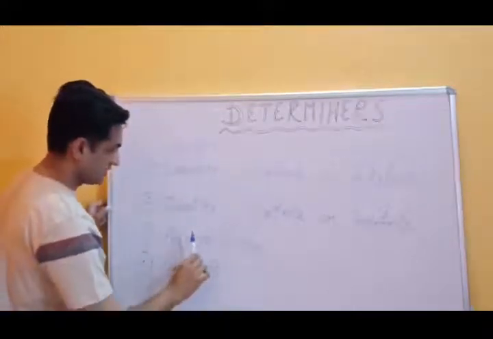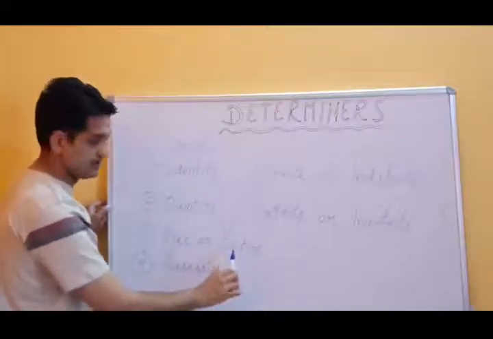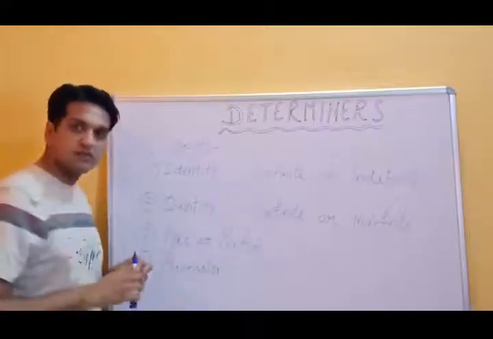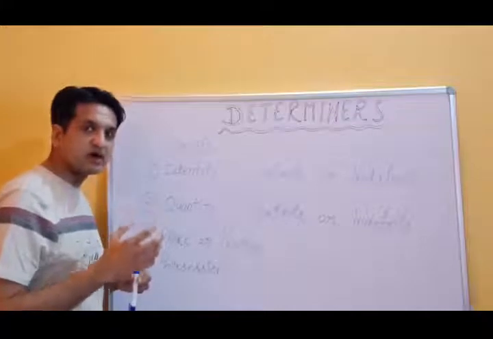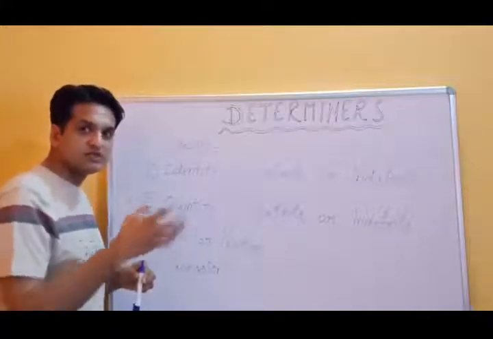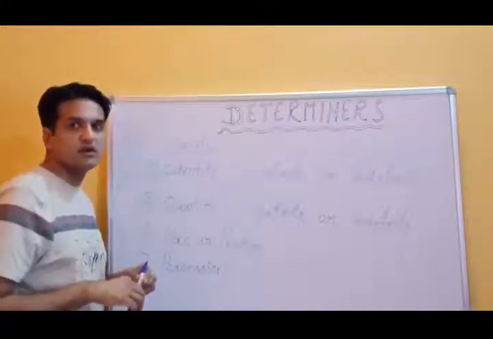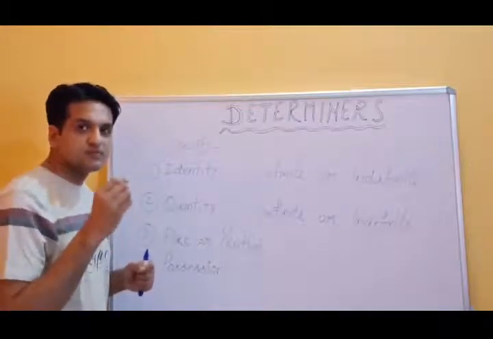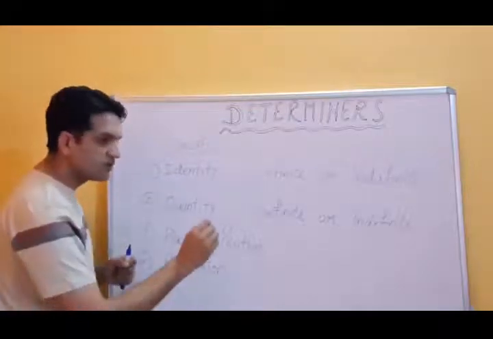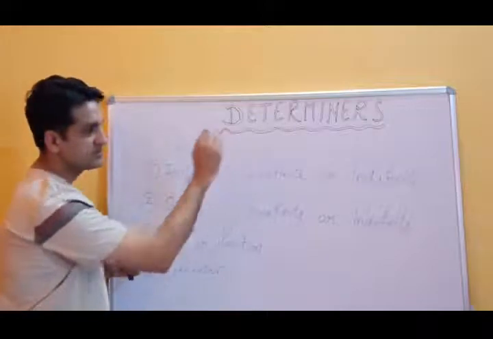Now, possession. Possession means having the ownership of. कोई चीज किसी के अधिकार में होना. When we need to specify the possession of a noun, we use determiners.